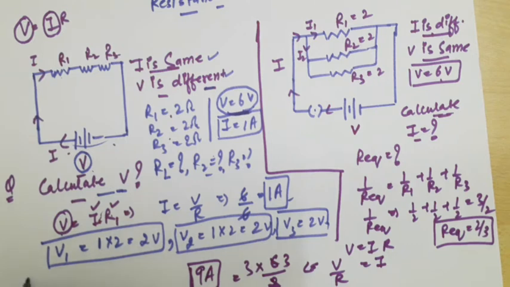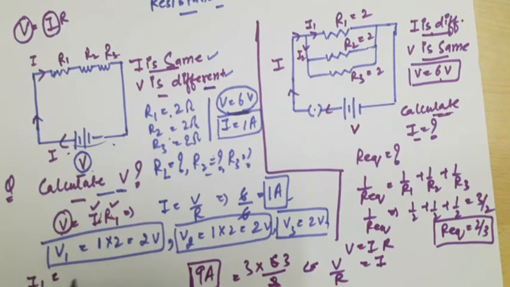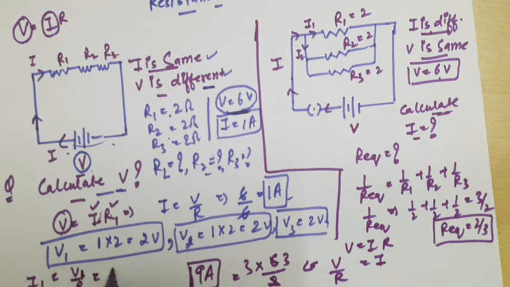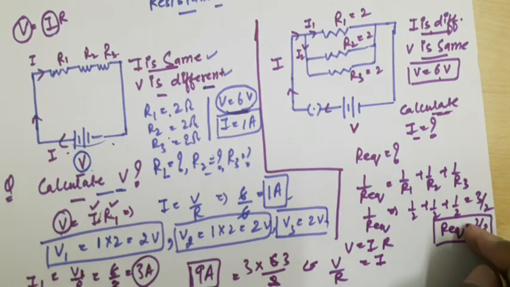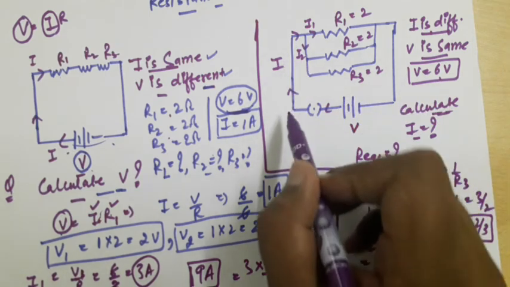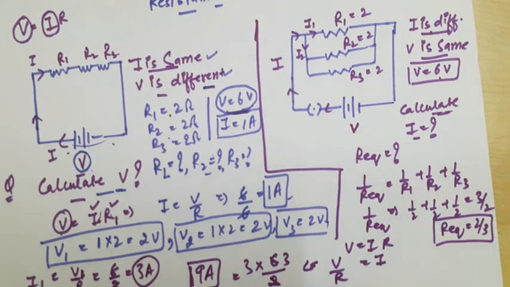If we have to calculate I1, how can we calculate it? V1, V is the same, so I'll just take V upon R1. The value of V is 6 and R1 is 2, so it will be 3 amperes. And one more thing is there. When we calculate the total current, right? Total current we have calculated is 9.